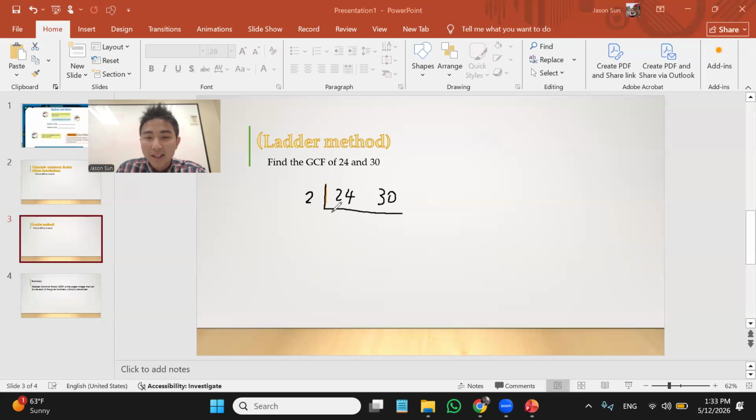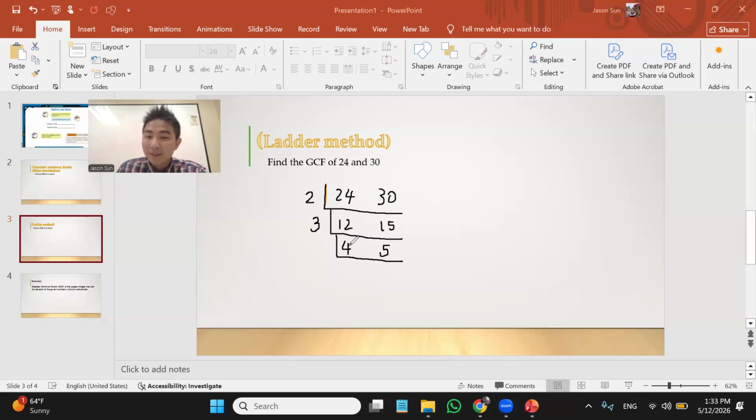Okay, you think about 2 again. So now, if I put 2 over here, we're going to divide these two numbers by 2. So 24 divided by 2 gives you 12. And 30 divided by 2 gives you 15. Okay, now 12 and 15, what number can both be divisible by? 3. Yes, 3 can divide both. So 12 divided by 3 gives you 4 and 15 divided by 3 gives you 5.